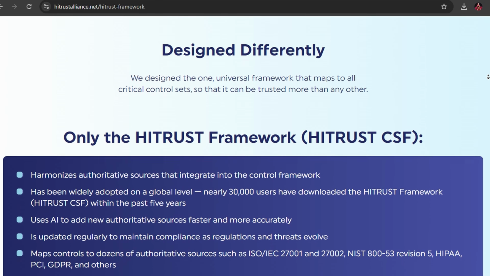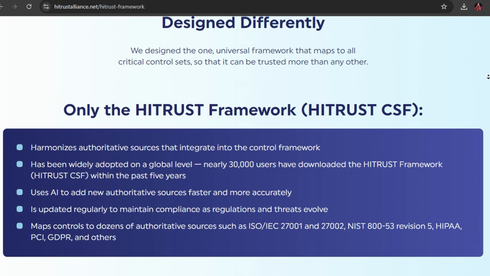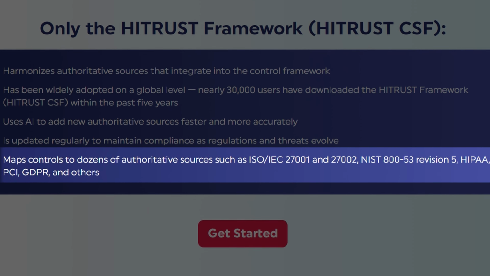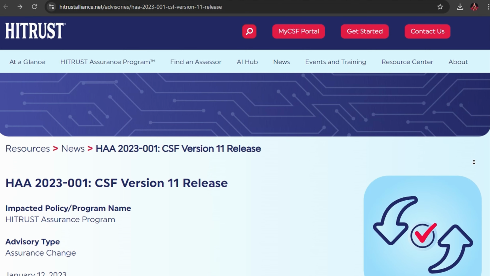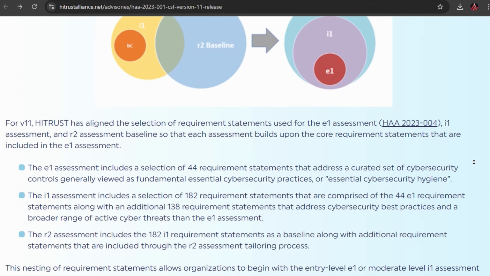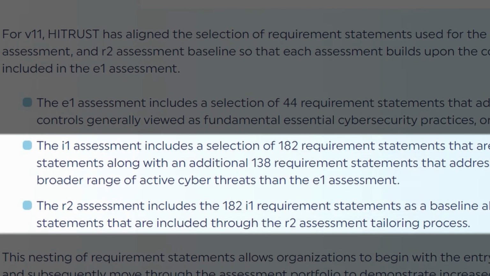But over time, it expanded its scope, and now it maps to multiple authoritative sources like PCI, NIST, ISO, GDPR, and many more. So the good part about its many mappings is that it makes it really comprehensive, but at the same time increases its complexity and sometimes cumbersomeness when you're trying to implement it. Like right now, HITRUST CSF version 11 has over 600 plus elements across 182 requirement statements. That's a lot of clowns popping out of that car.